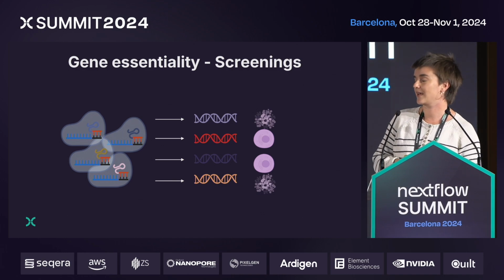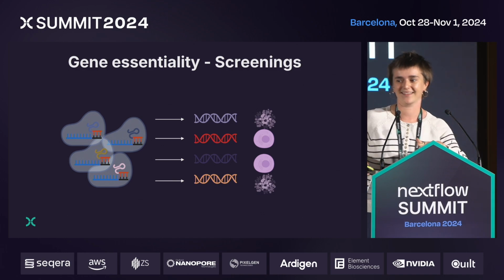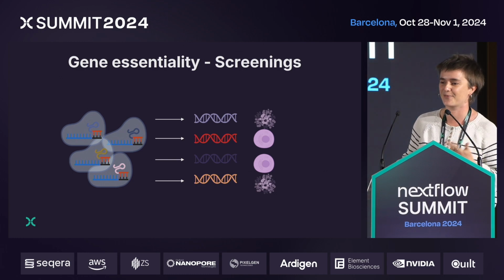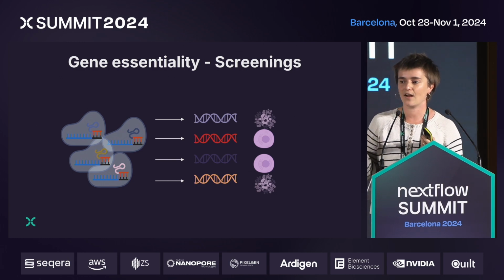Am I saying that our pipeline can cure cancer? I'm kind of trying to plug that in, like a weird flex. It can't, but this is called screening.